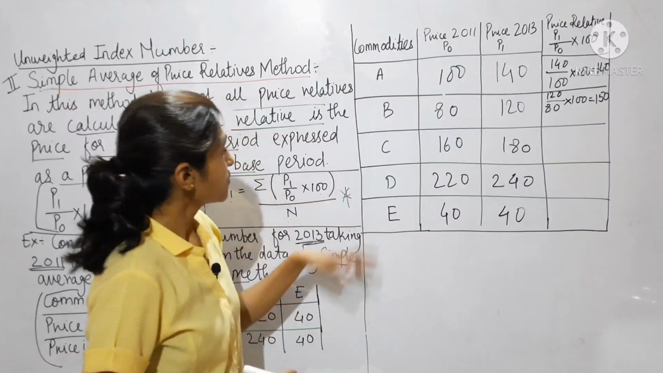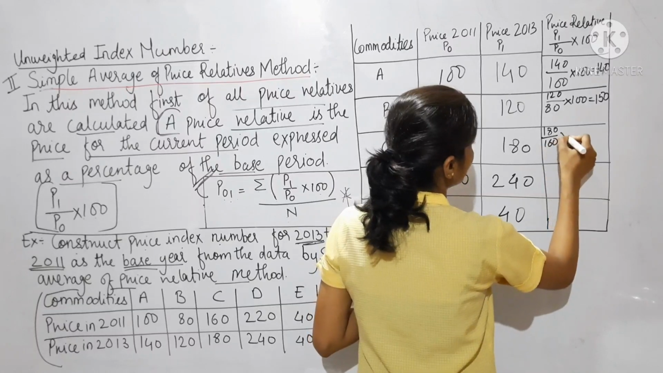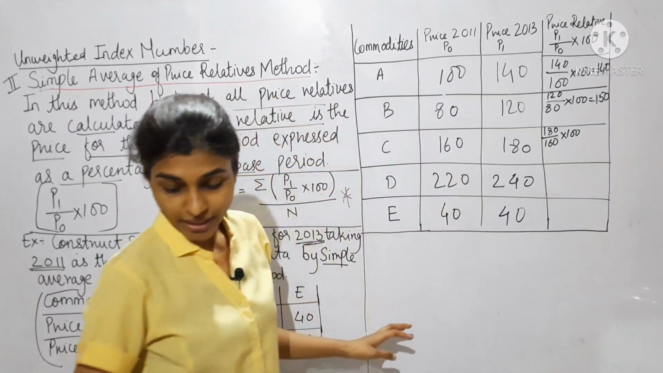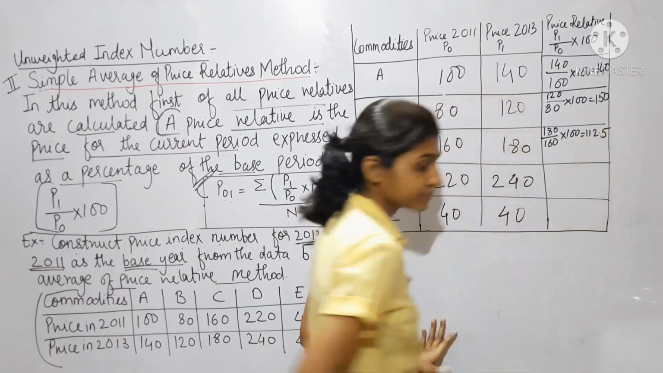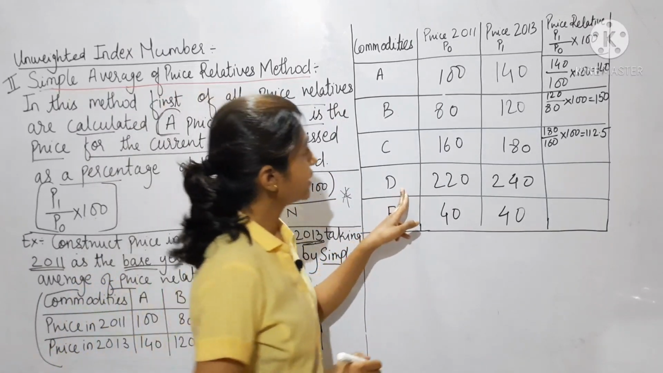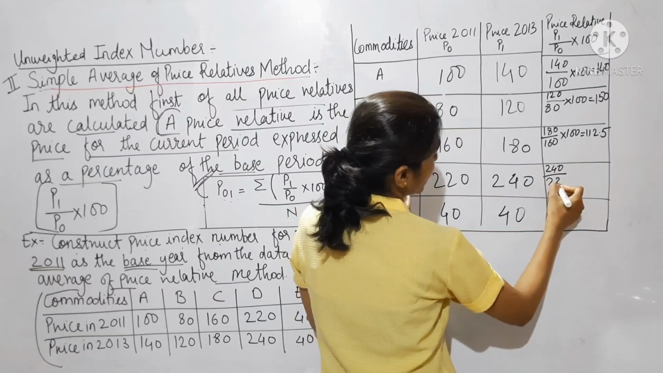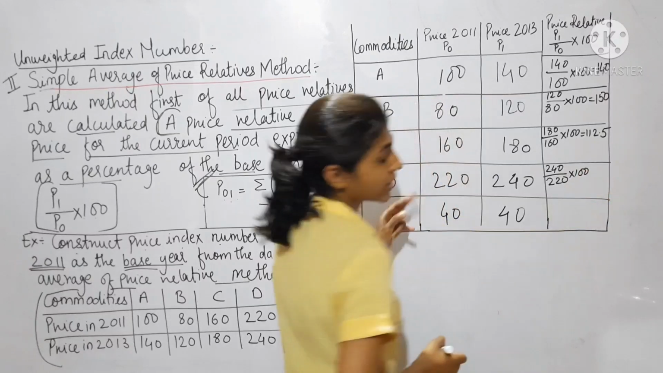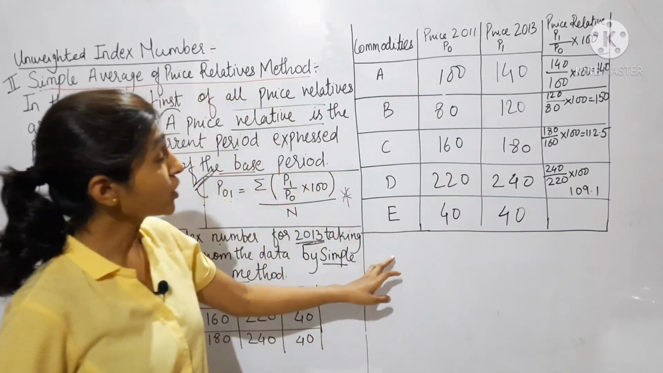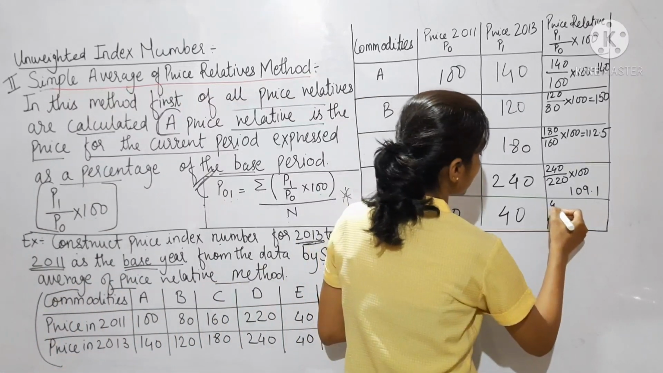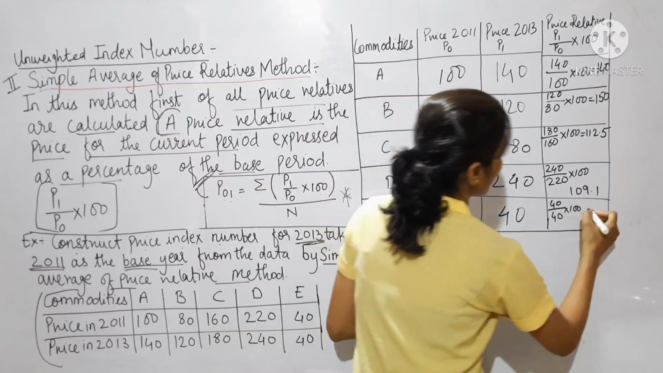Okay, next for commodity C, 180 divided by 160 multiply by 100. Okay, next answer you get 112.5. For commodity D, P1 is 240 divided by 220 multiply by 100, you get the answer 109.1. Okay, for commodity E, P1 is 40, P0 is 40 multiply by 100, so answer you get 100.